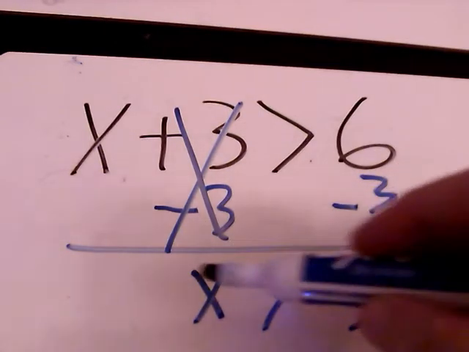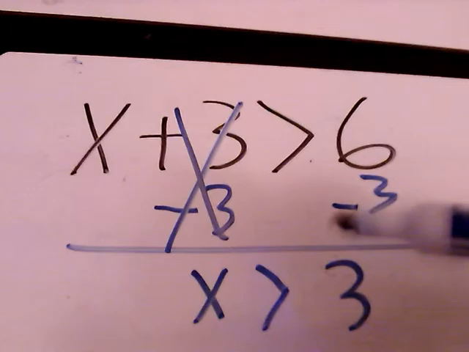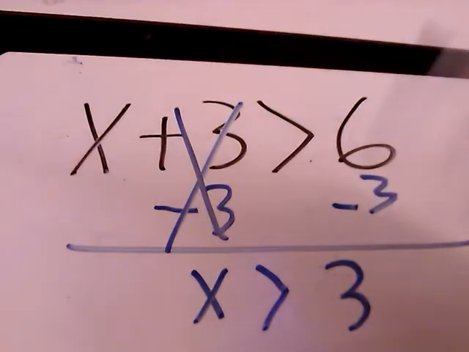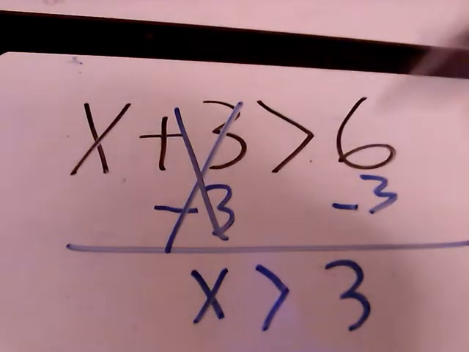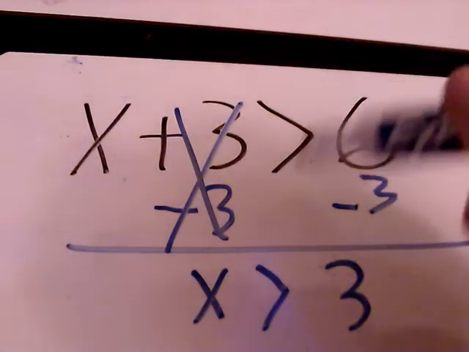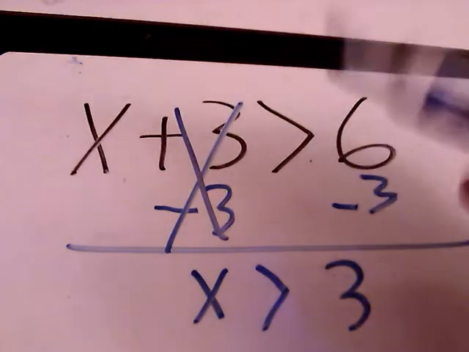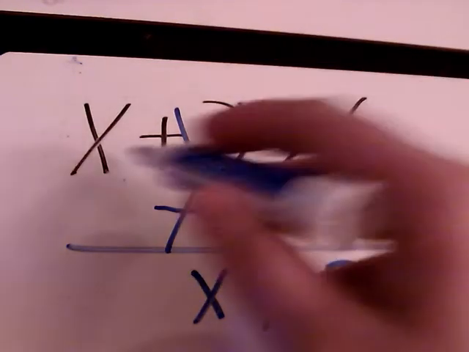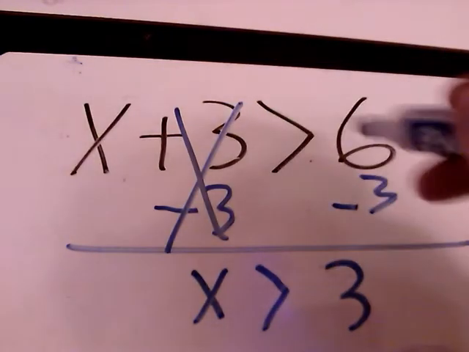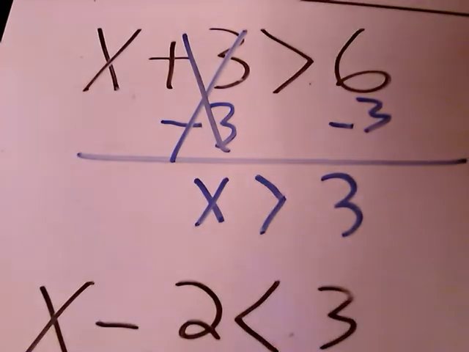Now remember, this means that any number greater than 3 holds true. So numbers like 4, 5, 6, 7, 8, and so on and so forth hold true. But any numbers less than 3, meaning like 2, 1, do not hold true. So if I put 2 in, 2 plus 3 is 5. 5 is not greater than 6.